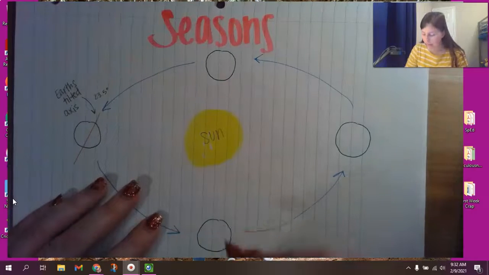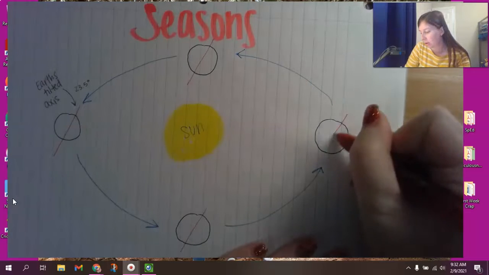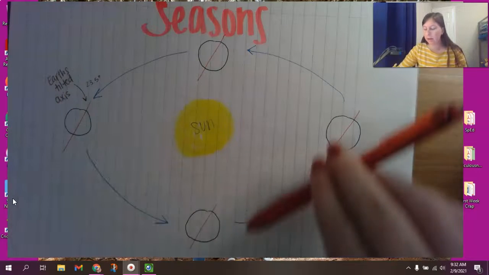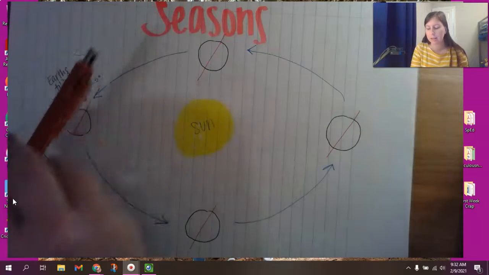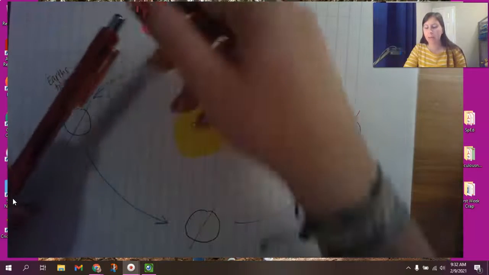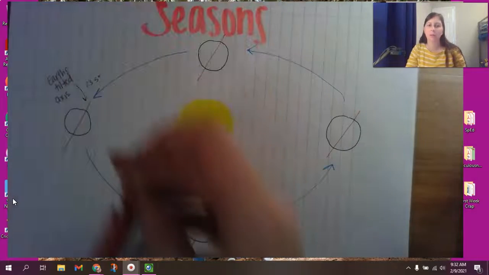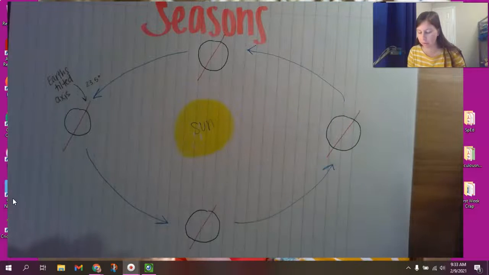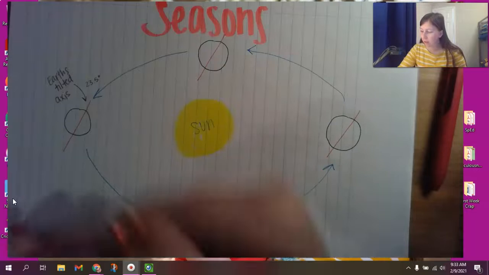I'm going to draw that same axis on all of my Earths here, because as the Earth moves in a circle around the sun, that tilt never changes. It doesn't wobble back and forth as we go around. It stays that tilted 23 degrees all the time. And of course we know that it's rotating as it's revolving, and we've got that rotated, tilted Earth going around the sun.